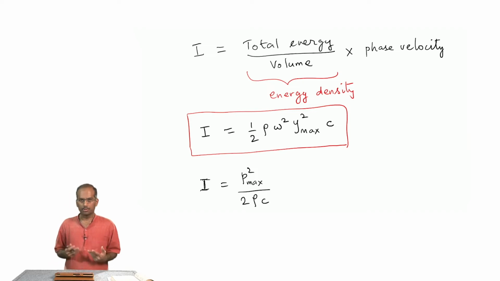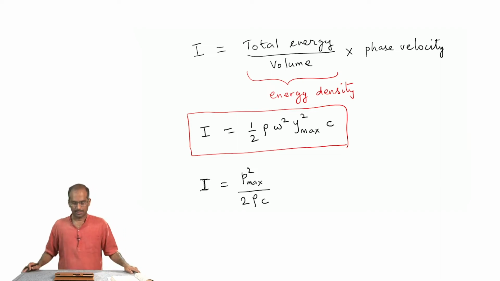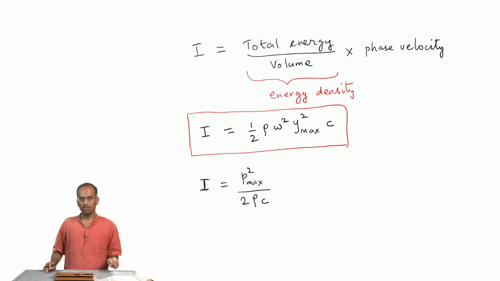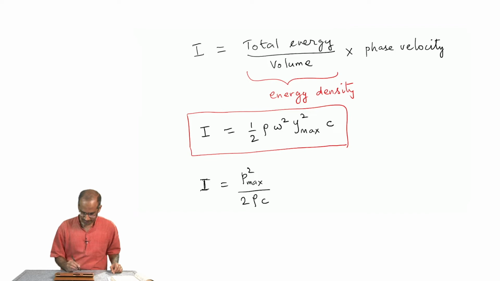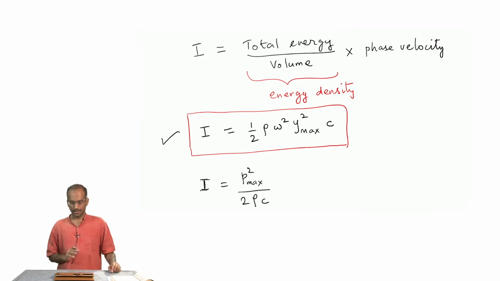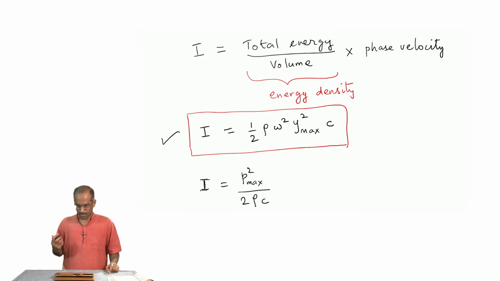So, when you go through all the derivation, finally you get this result that intensity is the expression that is given here. Importantly, you notice that intensity depends linearly on rho and on C. And the first of these expressions that I have written here is intensity in terms of the maximum amplitude. So, it is proportional to the square of the maximum amplitude.